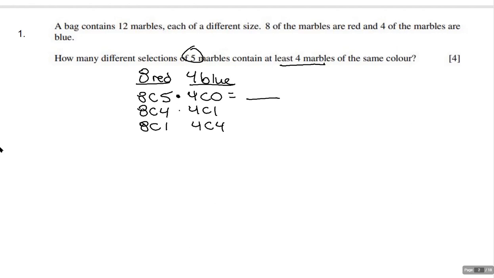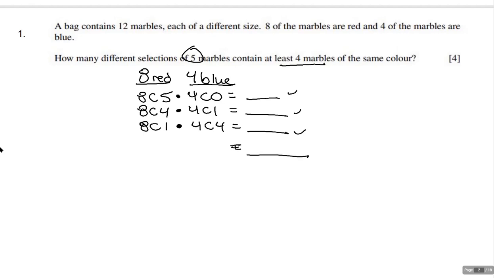And then there's this possibility, which I'd also be happy with, because it's 4 red and 1 blue, but I've got to multiply these two together because they both have to happen in order to make me happy. Now, when I get those numbers, this would make me happy, this would make me happy, and this would make me happy. And in order to get the total number of things that will make me happy, well, then I add them all up.